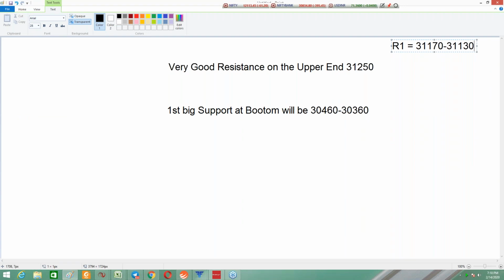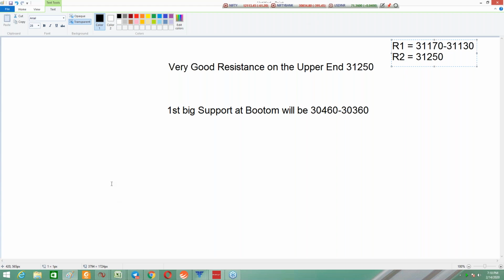This can act as first. If this R1 is getting broken with volume, then R2 in Bank Nifty will be 31,250. That is the second important resistance level that is available on the upper end.